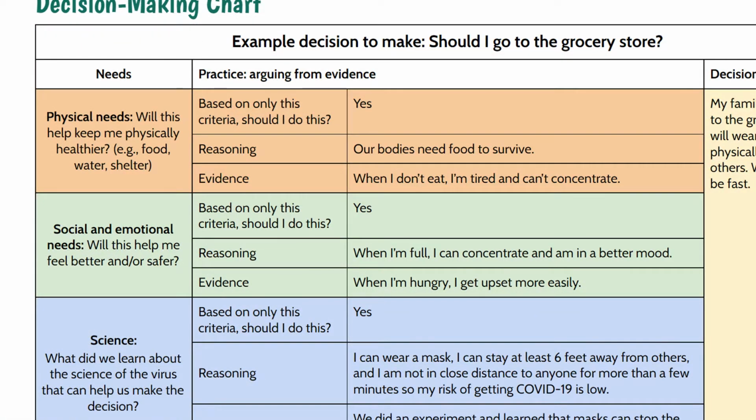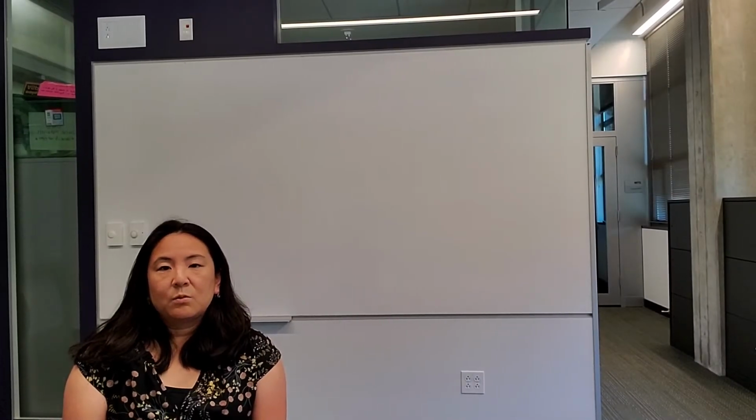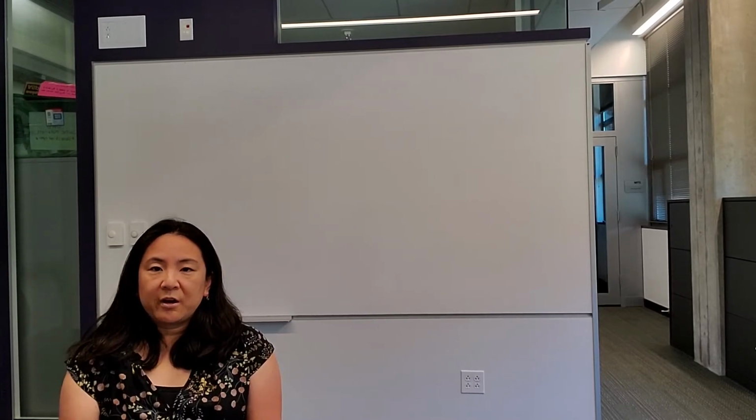Why might going to the grocery store be good for your social and emotional needs? Maybe you know that when you're hungry, you get frustrated or upset easily, or you can't concentrate. So if you're only considering your feelings, would going to the grocery store be a good decision? Yes. Why? What's your reasoning? You feel better when you eat and can concentrate better. What evidence do you have for that? You know from experience that you get upset easily when you're hungry.